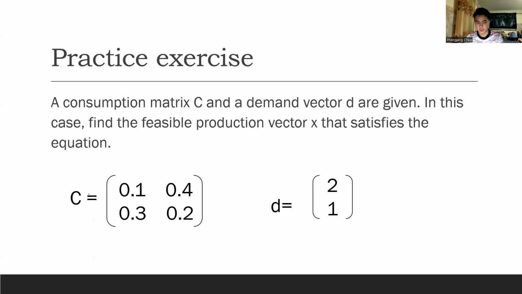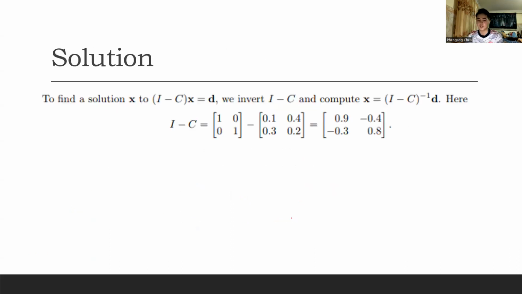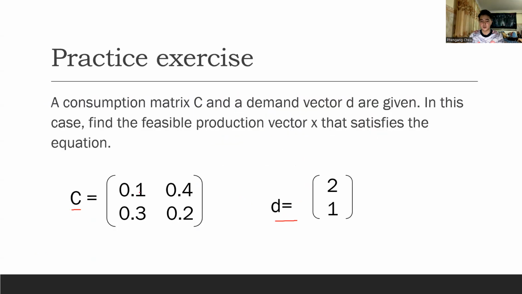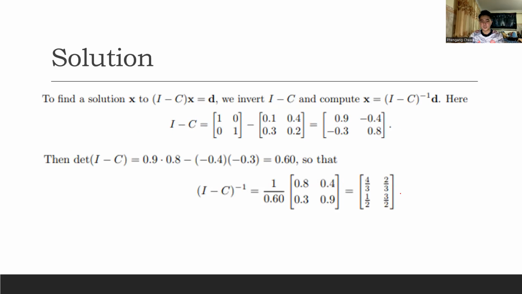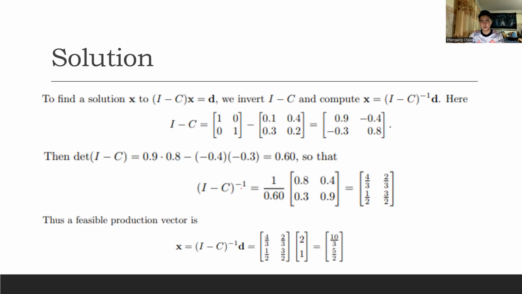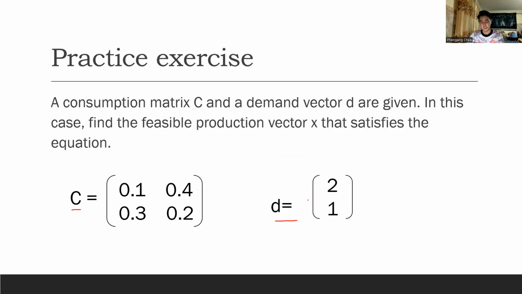Okay, now let's get into the exercise. We have C, the consumption, and D is the demand vector. So like I told you earlier, this is the form for a 2x2 matrix, and we need to subtract the numbers that the exercise gives us. And when we find the answer of I minus C, we need to find the inverse of it. And when we get the inverse, we need to take the inverse of I minus C and multiply it with D. D is 2 and 1, like the exercise gives us.